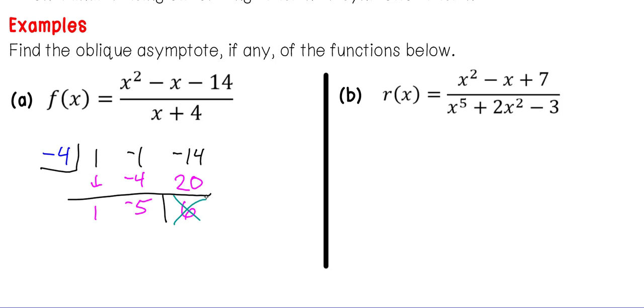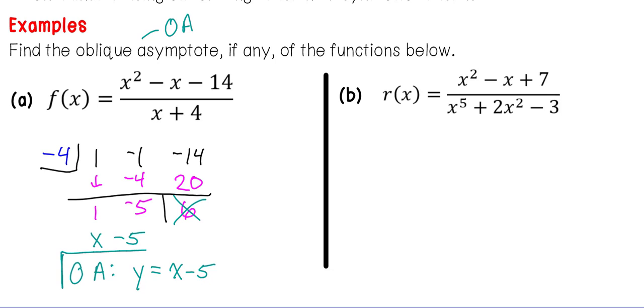The way you interpret this is we do not care about the remainder when we're trying to find an oblique asymptote. And we're going to use OA for oblique asymptote. So we rewrite this equation, and we're left with x minus 5. So our oblique asymptote is going to occur when y is equal to x minus 5. We're not worried about the remainder. We just drop that off and we just use what is left right here.